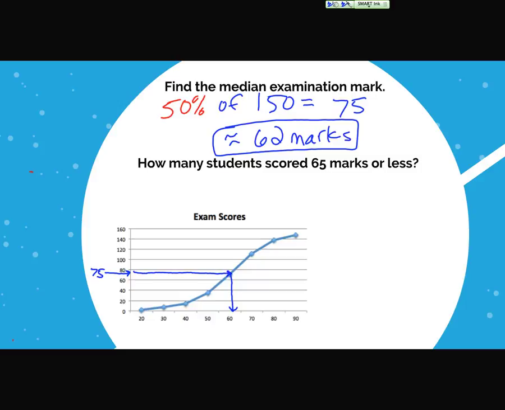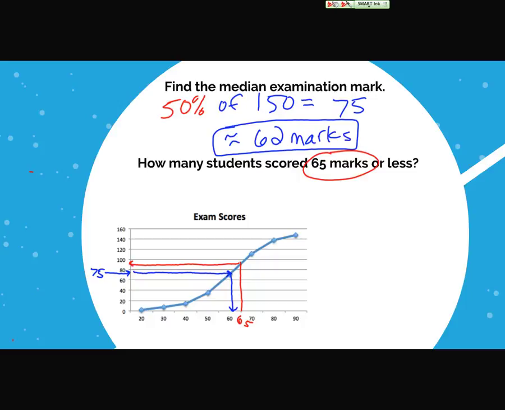So when I was looking for the median, that was 75 students was the middle, so I had to go over and down for the marks. So the next question says, how many students scored 65 marks or less? So 65 marks, I have to go to the 65 marks here. So here's 65. Go up to my graph and then come over.